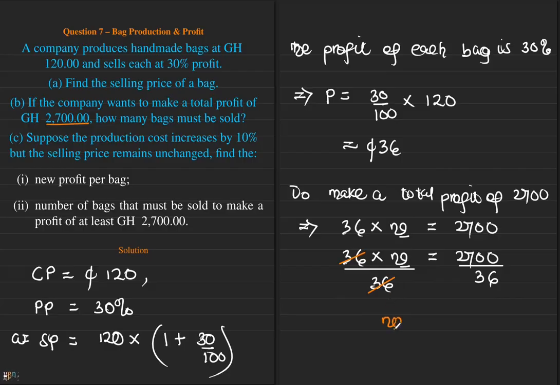So the number of bags is going to be equal to 2,700 divided by 36. If you punch it on your calculator, that gives you 75. So it implies that to make a total profit of 2,700, how many bags do we need to sell? 75 bags. So you say therefore 75 bags must be sold. That answers the B part of the question.